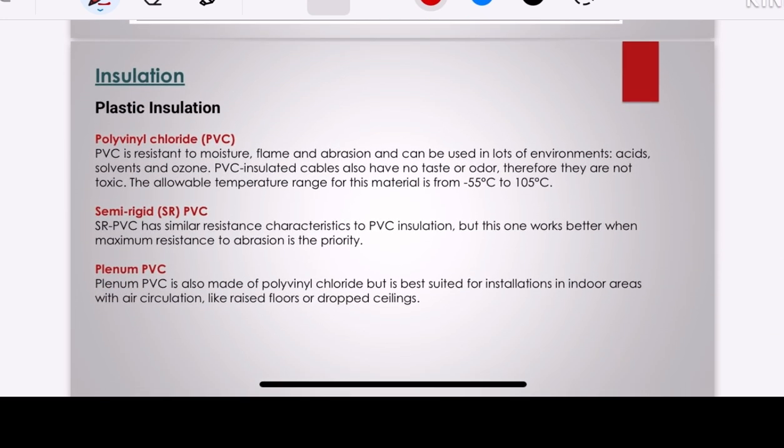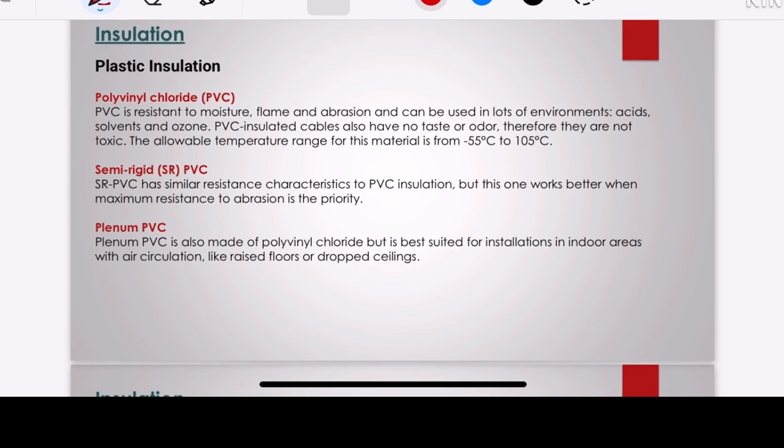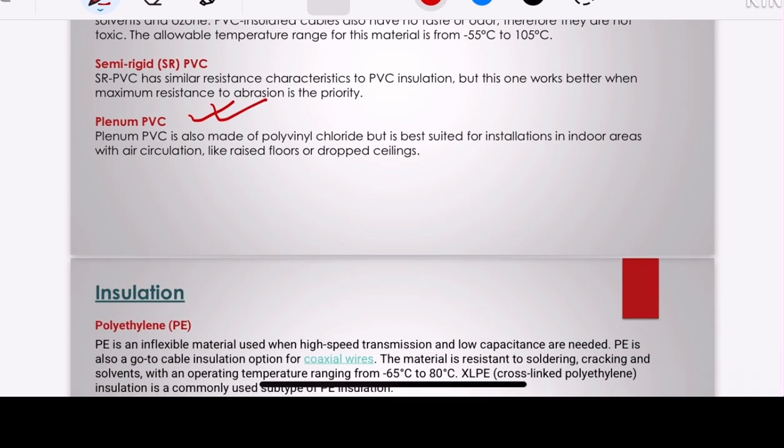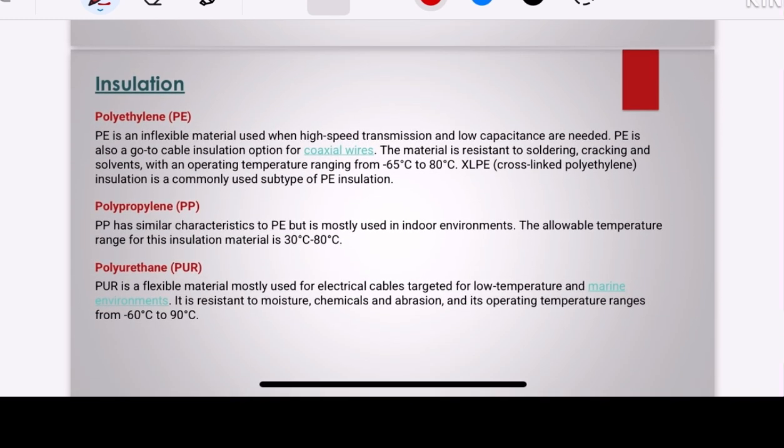Now, insulations are of many types, like I told you, PVC, polyvinyl chloride. You will find some cables have the insulation SRPVC, that is semi rigid polyvinyl chloride. On some cables you will find plenum PVC mentioned. On some it is polyethylene, PE. On some, polypropylene, and on some, polyurethane.